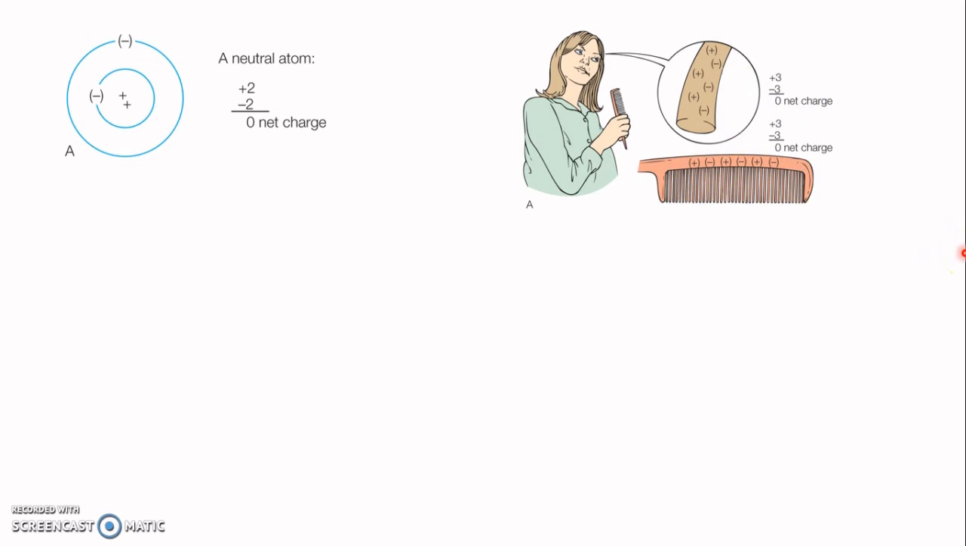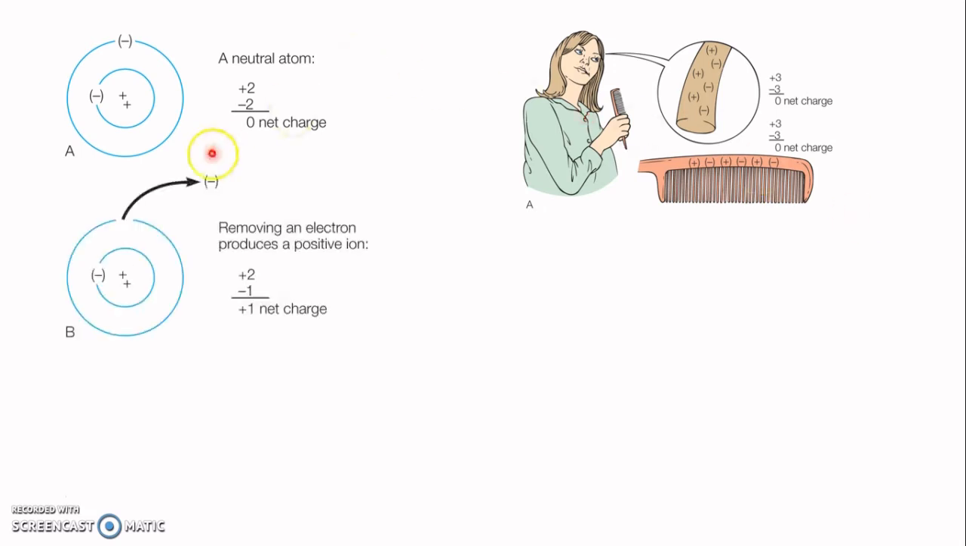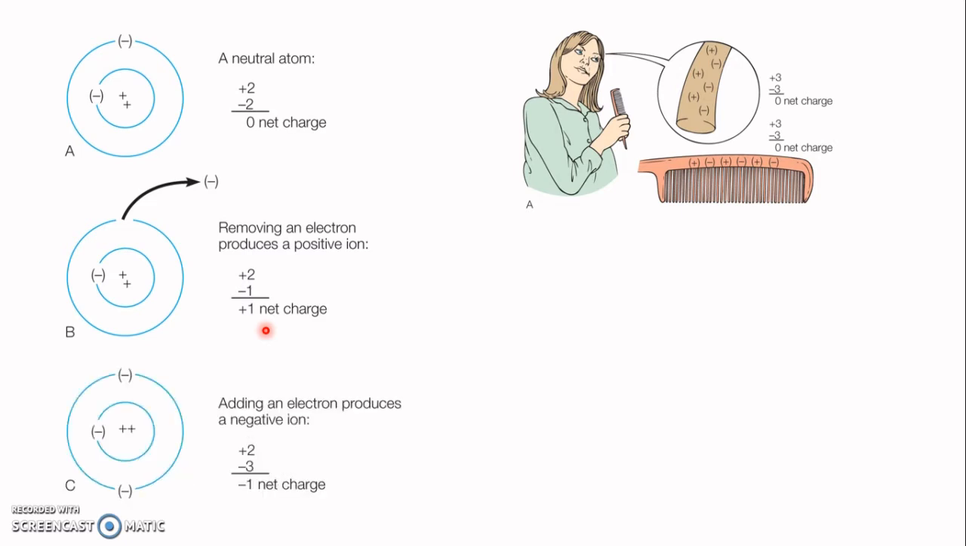But the net charge won't always be 0. Every once in a while, you might lose an electron. And if you lose an electron, then that gives you one more proton than you have electrons, which gives you a net positive charge of positive 1. Another thing that could happen is you could actually gain a third electron. So you end up having one more electron than you have protons, giving you a net negative charge.